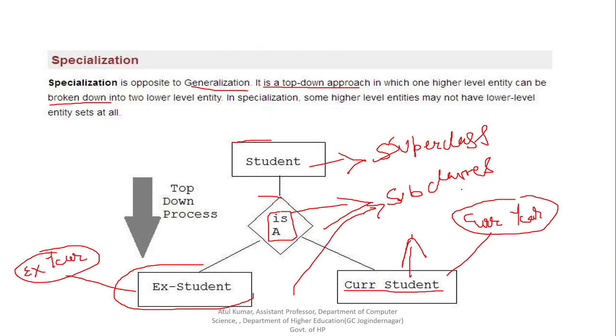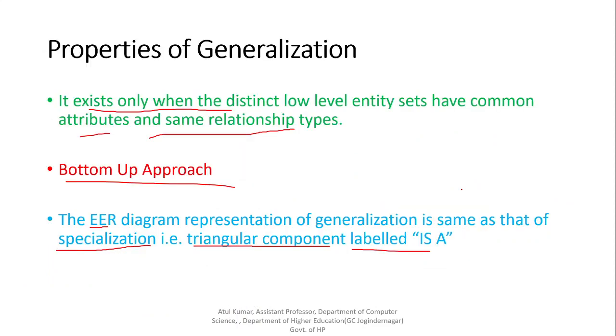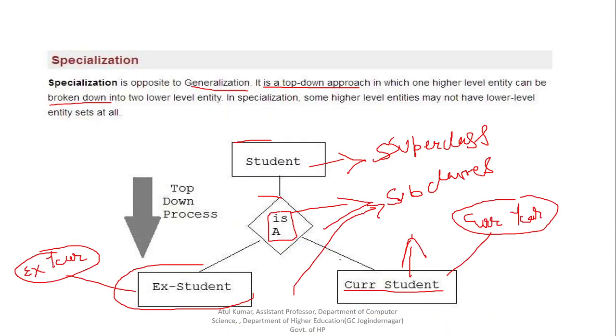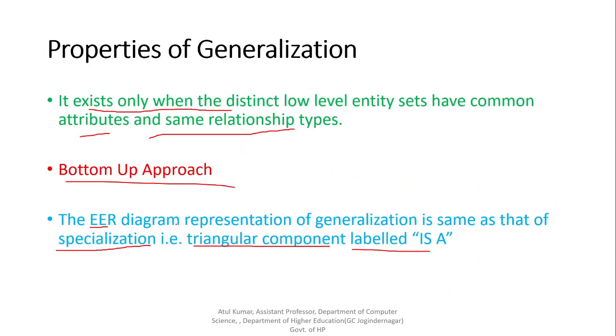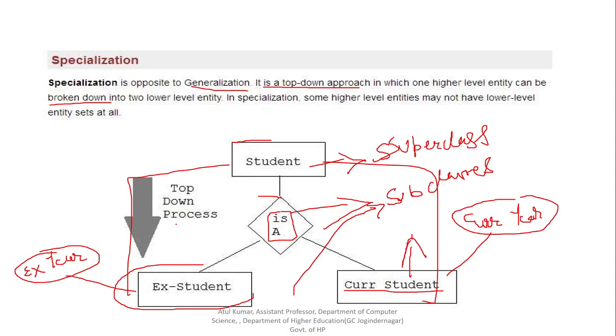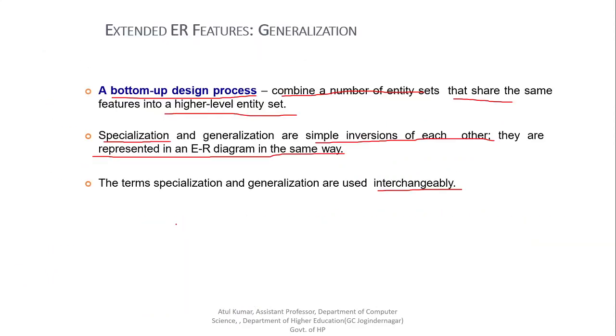So if you see this diagram and the previous diagram, there is no difference in the diagram whether it is a generalization or a specialization. The only difference is whether you follow top down approach or bottom up approach. If you follow bottom up approach, then the process is generalization. If you follow top down approach, then the process is specialization.